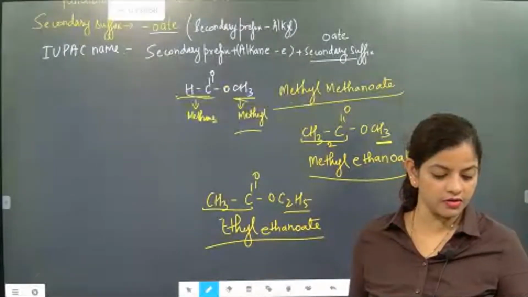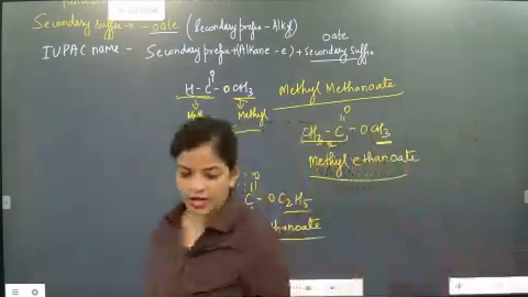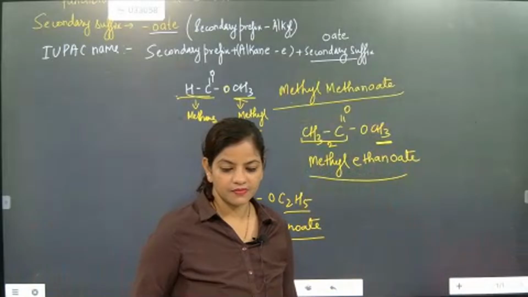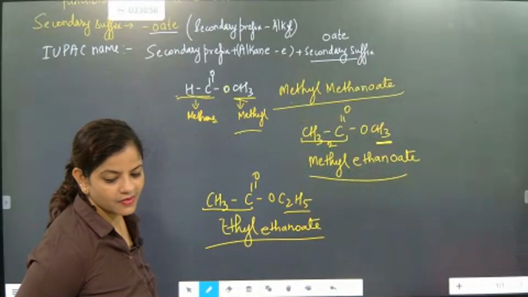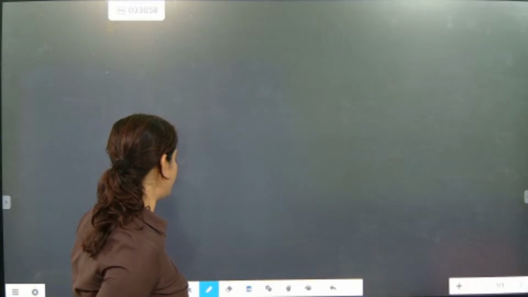Ethyl ethanoate. I hope you might have understood. This is called ethyl ethanoate. Last part is there, beta. We need to finish this one.